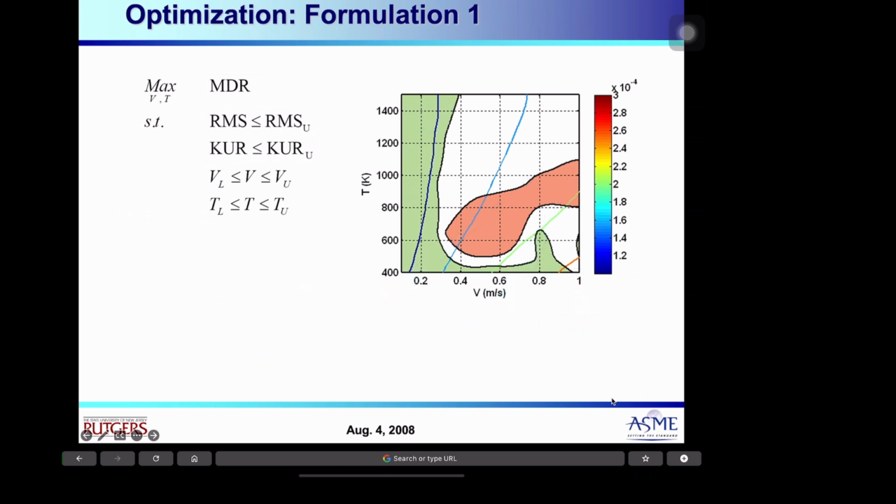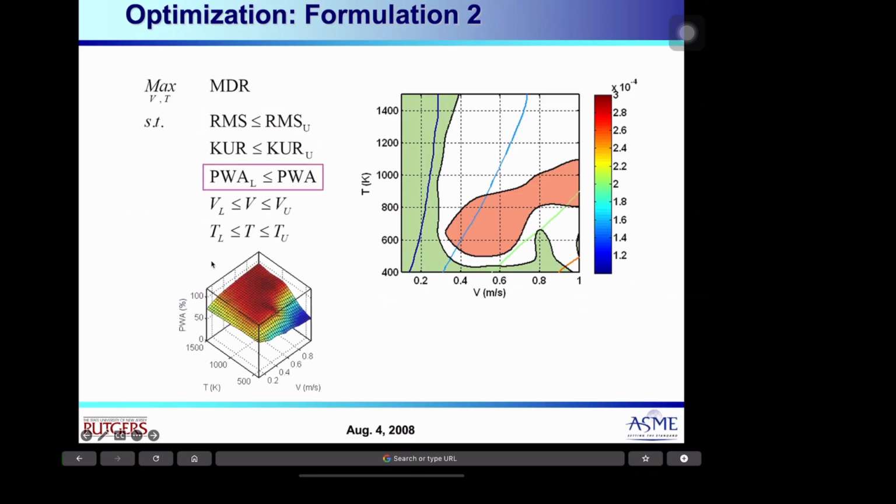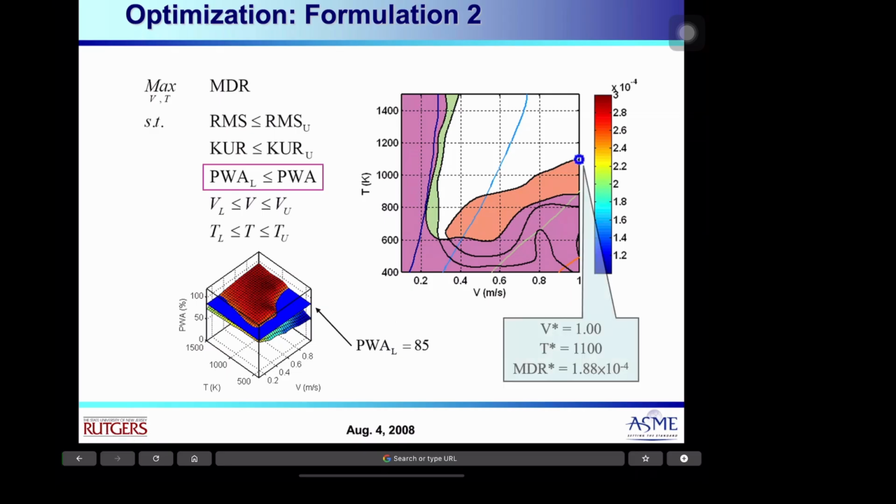Okay, but if you introduce one more constraint, this constraint is about working area. In this purple area, in the bottom of the furnace, many areas are producing non-flat deposition. So this purple area in the contour represents poor working area. So at the end, this is the optimum.